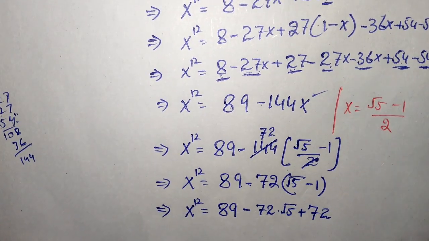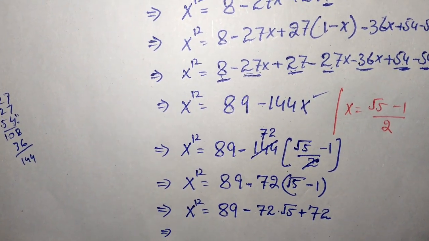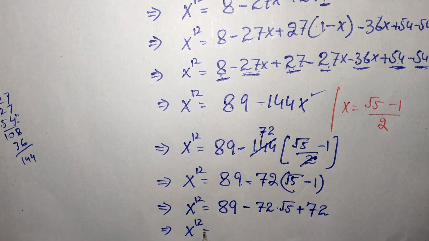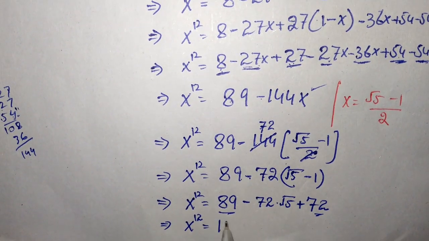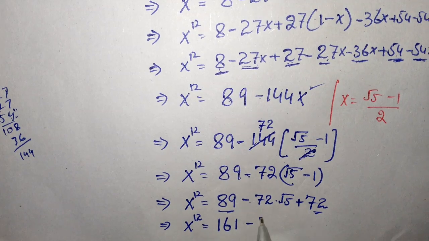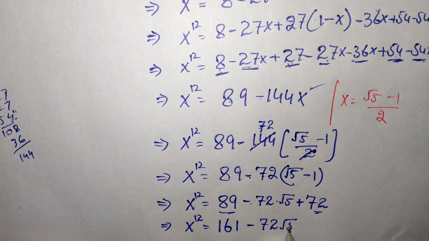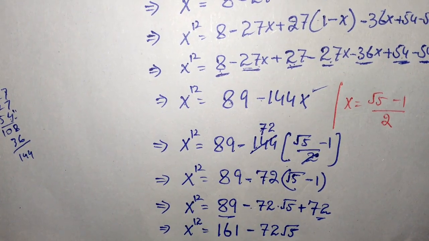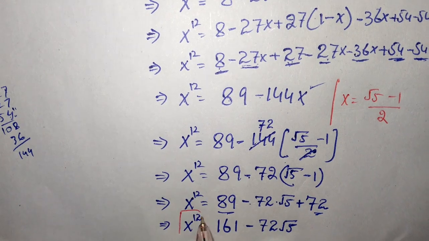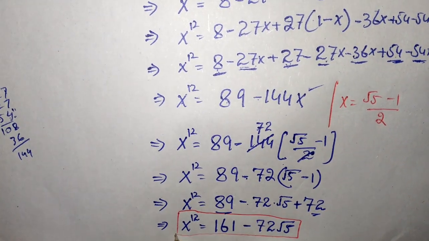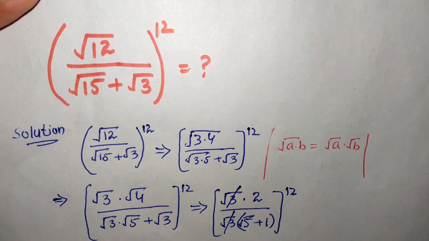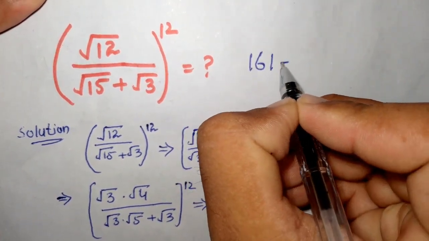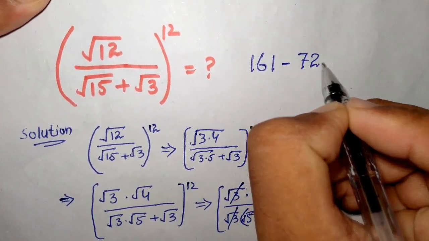Now in the next step, x^12 is equal to 89 plus 72, this is equal to 161, minus 72 times square root of 5. So this is the final answer of this question. So the answer of this question is 161 minus 72 times square root of 5.